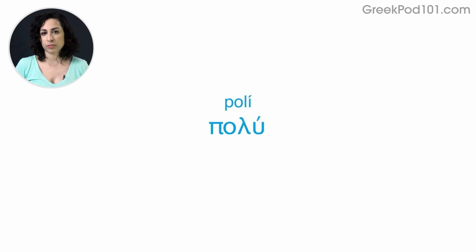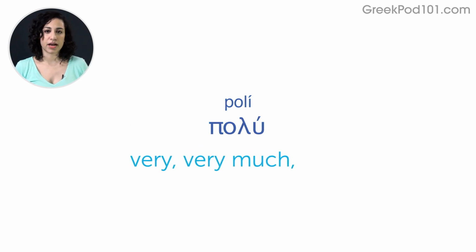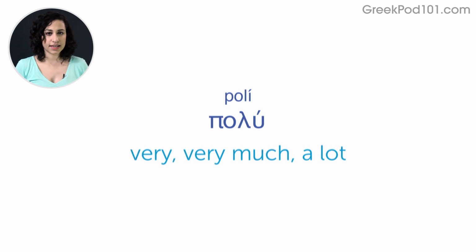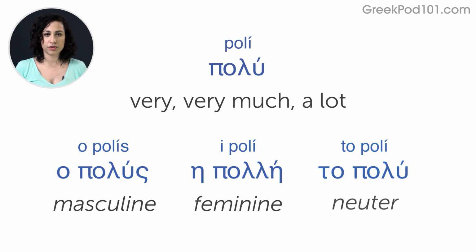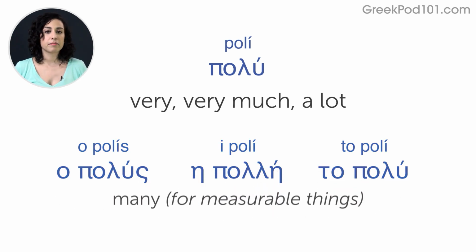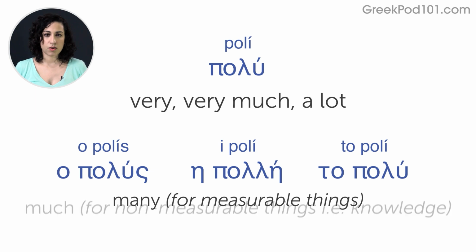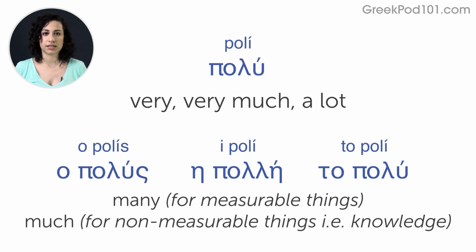First, there's the adverb poli, meaning very, very much, or a lot. And second, there's the declinable adjective o polis, i poli, to poli, in the masculine, feminine, and neuter gender respectively, meaning many for measurable things, or much for non-measurable things, like the noun knowledge, for example. Let's go into more detail.